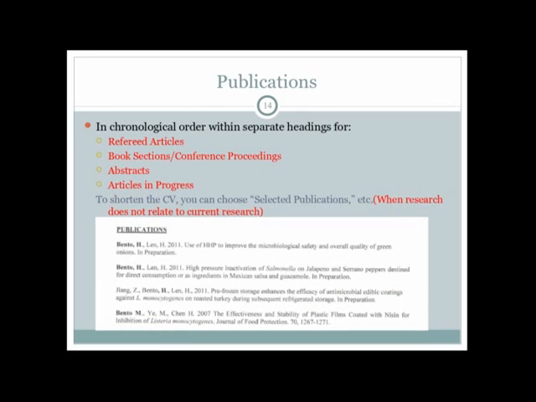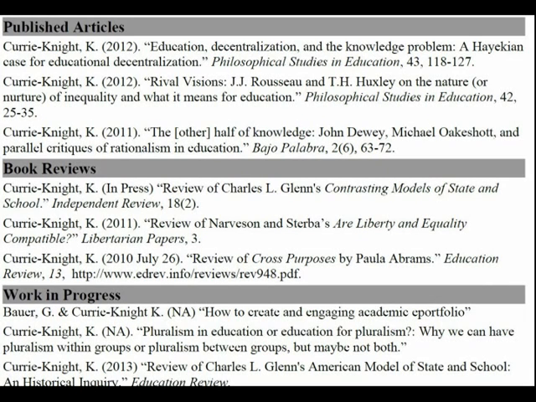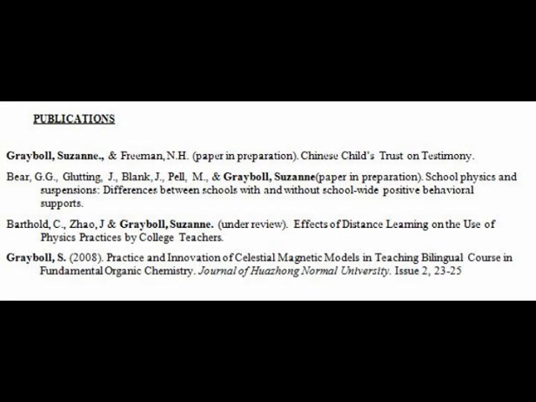Publications is a very important part of the CV, and it's usually linked with research and would follow research in order. What you're going to do is divide your publications into refereed articles, book sections or conference proceedings, abstracts, or articles in progress. If you have one of each, you might group them all together in one category. To shorten the CV, you might group all of your publications into a selected publications section, because you have so many that you just think it will take up too much space, and therefore you want to shorten it a bit. This is done sometimes on a resume in particular.